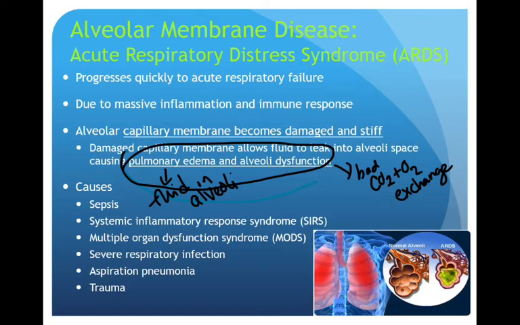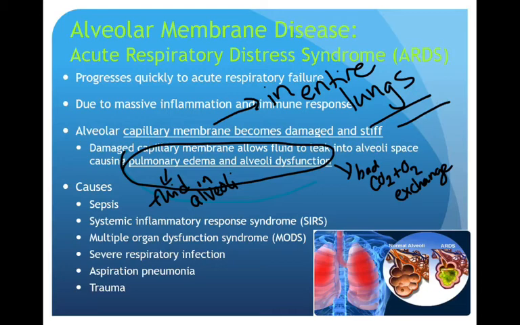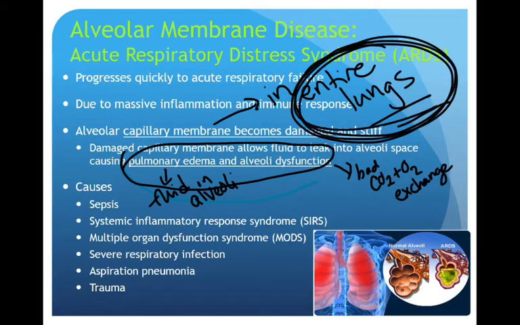So this is alveolar capillary membrane in the entire lungs. So this is happening in your entire lungs, not just one area of your lungs. This is your entire lung space flooding with fluid. So unlike a pneumonia that is localized, ARDS is happening in your entire lung space. It's not a localized swelling of the alveolar space. It is the entire lung surface is becoming damaged.